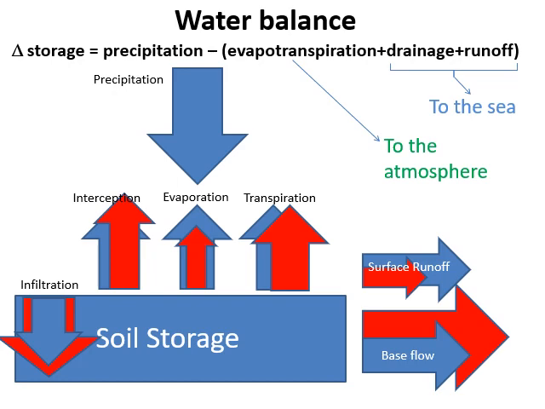So is it a good thing to have more vegetation in a system? Is it a good thing for the water balance? It really depends on what your goal is in managing the ecosystem.